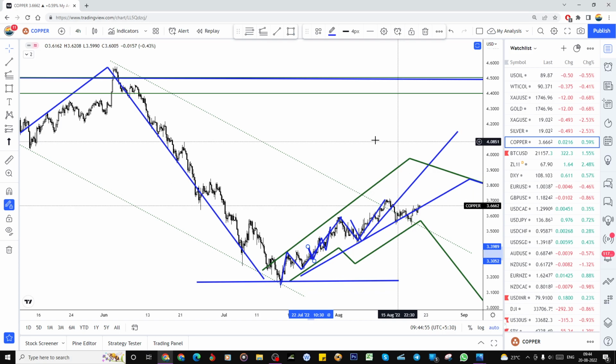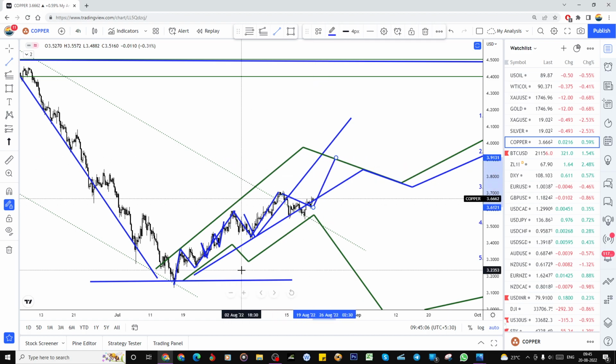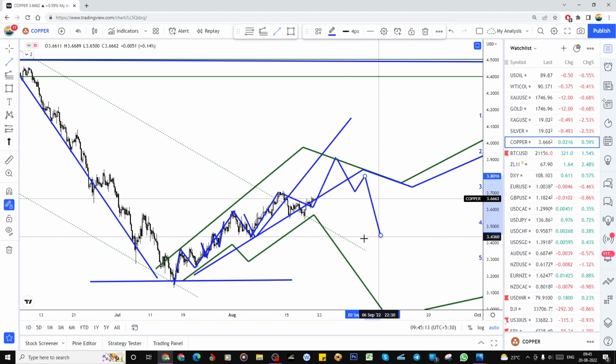That is why copper can do a lot of patterns in the correction patterns. If this is the B and one more C, it can do like this also. So then this is the W, this is the X, A, B, C. And from here again we can expect another three-wave structure.